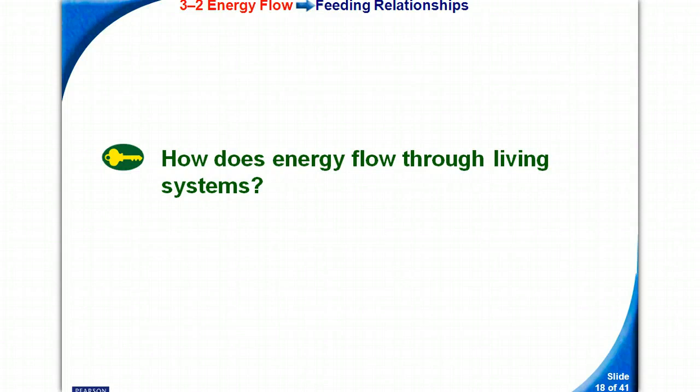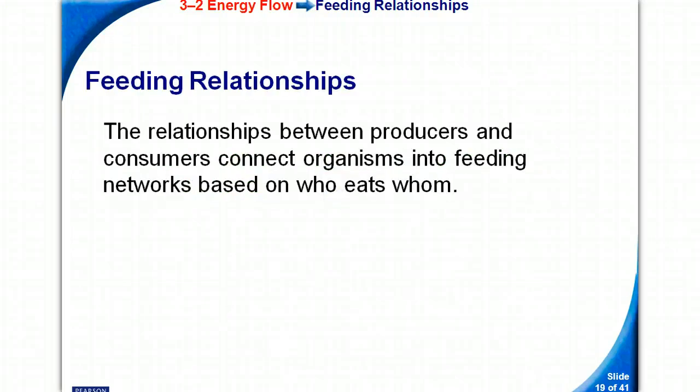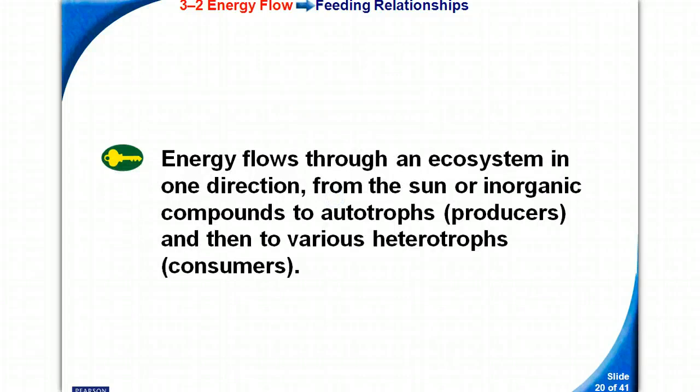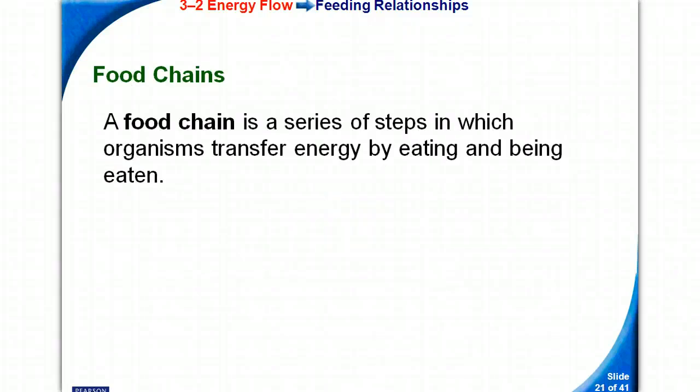Key concept number 3. How does energy flow through the living system? The relationships between producers and consumers connect organisms into feeding networks based on who eats whom. So, the answer is energy flows through an ecosystem in one direction, from the sun or inorganic compounds to autotrophs, who are the producers, and then to the various heterotrophs, who are the consumers. Food chains. A food chain is a series of steps in which organisms transfer energy by eating and being eaten.